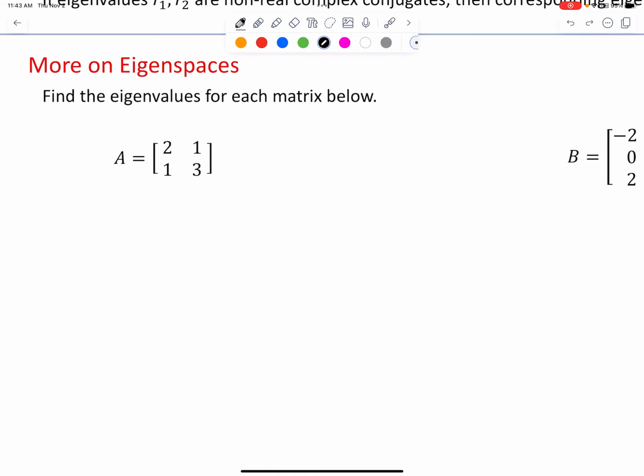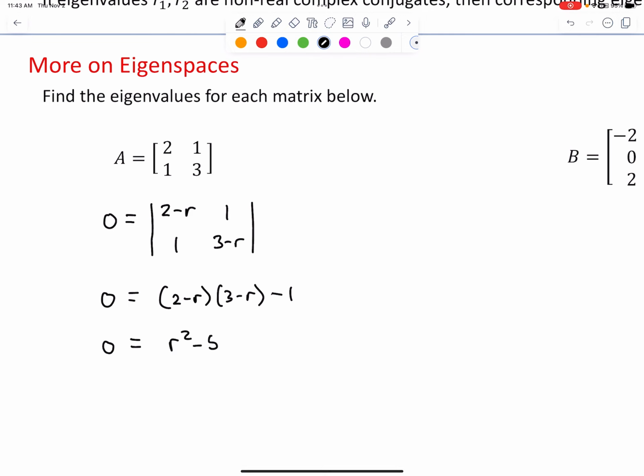Now setting up our characteristic equation, we get 0 equals the determinant of 2 minus r, 3 minus r is the main diagonal, and 1, 1 stay the same. This gives us (2 minus r)(3 minus r) minus 1 as the characteristic polynomial, which we will expand, giving us r squared minus 5r plus 6, but then do the minus 1, so we'll have plus 5.